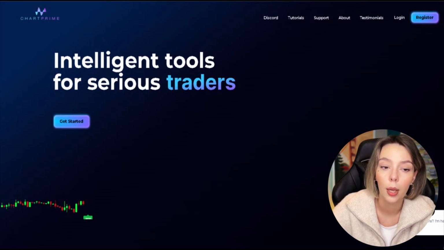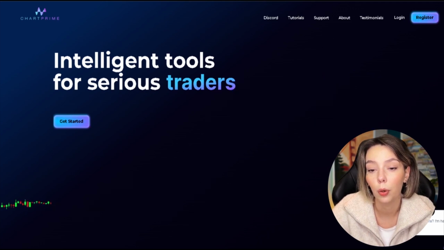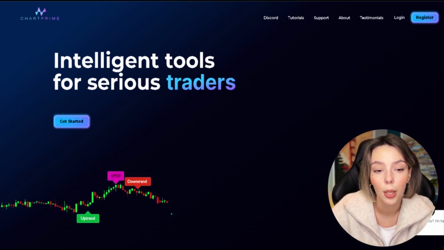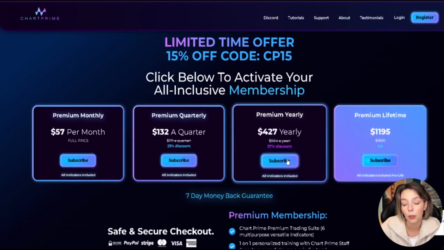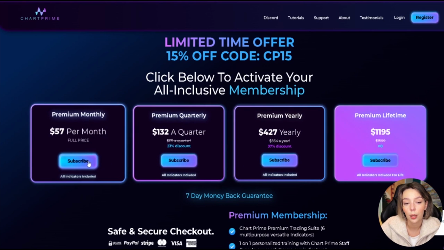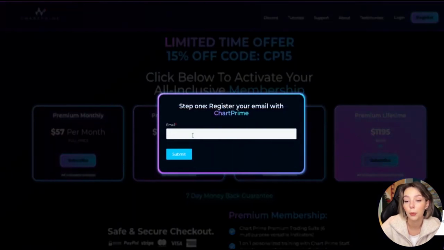Before setting up our indicator, we need to purchase it, so we go to the Chart Prime website, press the registration button, which takes us to the choice of a tariff plan. I will choose an annual subscription because it's more profitable than paying every month.